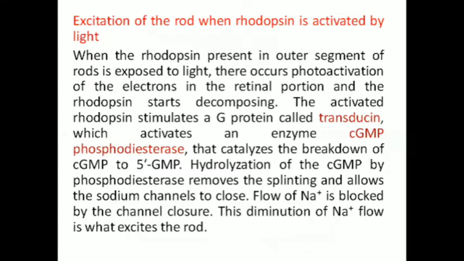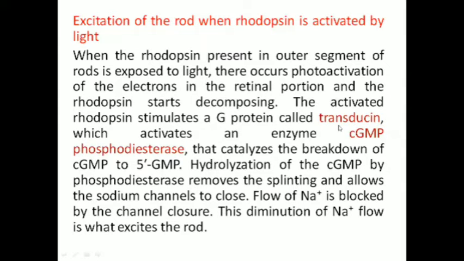Now let's see what happens in the light. That is, when light falls on the rhodopsin, what happens? When the rhodopsin present in the outer segment of the rod is exposed to light, there occurs photoactivation of the electrons in the retinal portion, and the rhodopsin starts decomposing. As I have already told you, the activated rhodopsin stimulates a G protein called transducin.